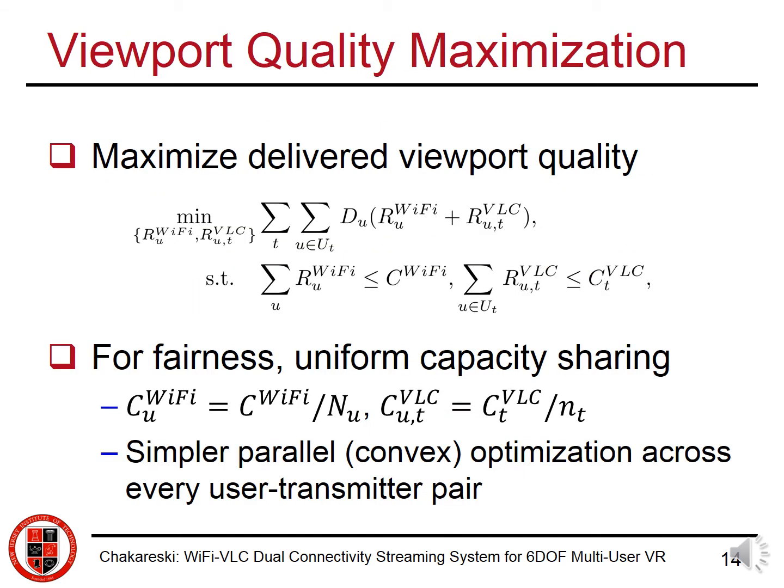Now, we are interested to maximize the delivered viewport quality across all users in the VR arena, as formally described here, where the optimization variables of interest are the assigned Wi-Fi and VLC downlink data rates to every user U in the system. For fairness, we consider that the transmission capacities of the Wi-Fi access point and every VLC transmitter T are uniformly shared across the set of respective users they serve. This can lead to simpler, parallel convex optimization across every user transmitter pair.